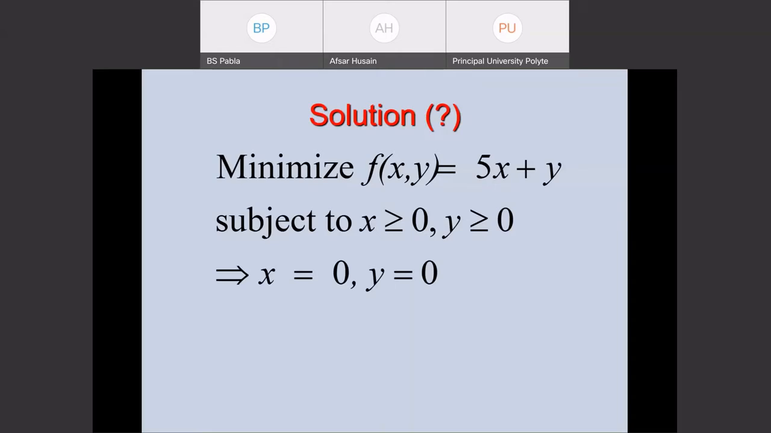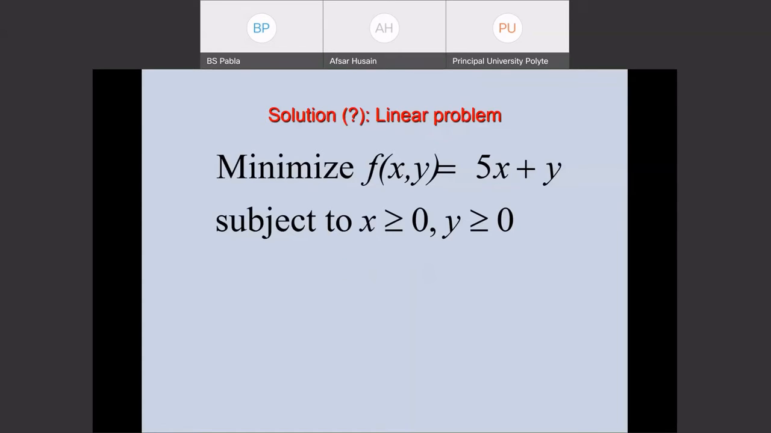So the minimum value will be if you have x equal to 0 and y equal to 0. That means you don't produce anything. The solution, what has to come? Because we have to minimize this. What is the minimum value of this? It is 0. Right? So that means this is an ill-defined problem. It is an ill-defined problem.